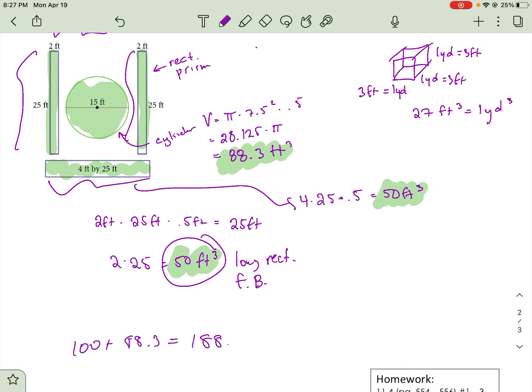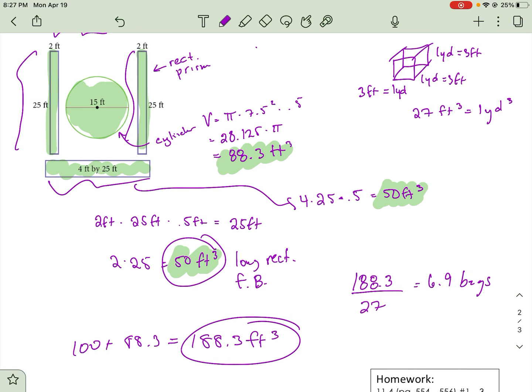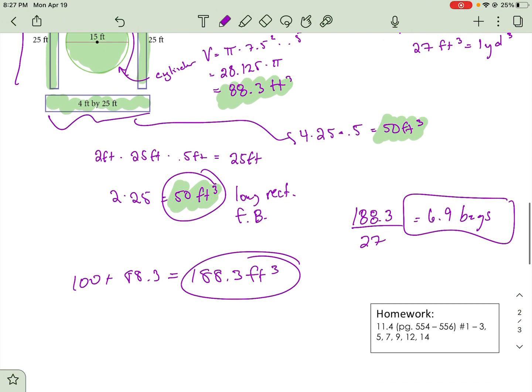So the total amount of mulch we need is 50 and 50, which is 100, plus 88.3. So we need 188.3 cubic feet of mulch. It comes in bags that are 27 cubic feet big. So you have 188.3 divided by 27 cubic feet. It gives us 6.9 bags of mulch. You can't do that. You have to buy whole bags of mulch. They don't give you partial bags. So that means you need 7 bags of mulch.